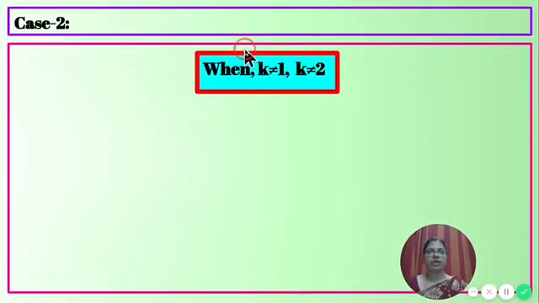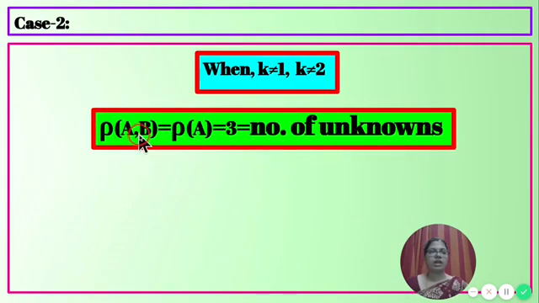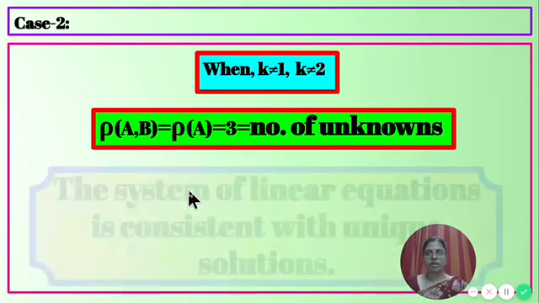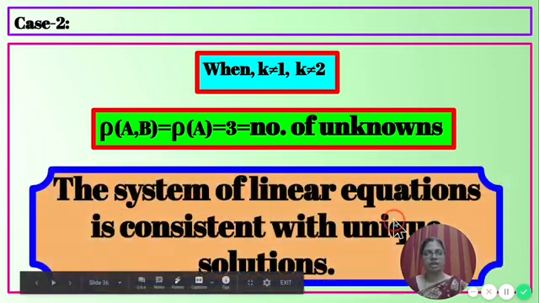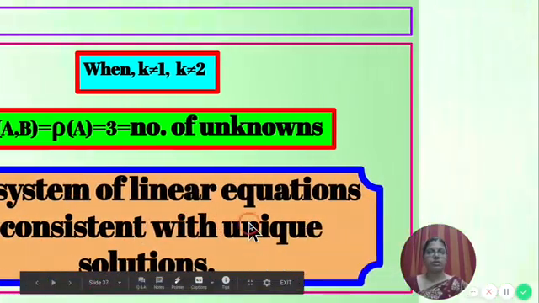Case 2. When k is not equal to 1 and k is not equal to -2, rank of (A, B) is equal to rank of A is equal to 3, that is equal to the number of unknowns. So the system of linear equations is consistent with a unique solution.